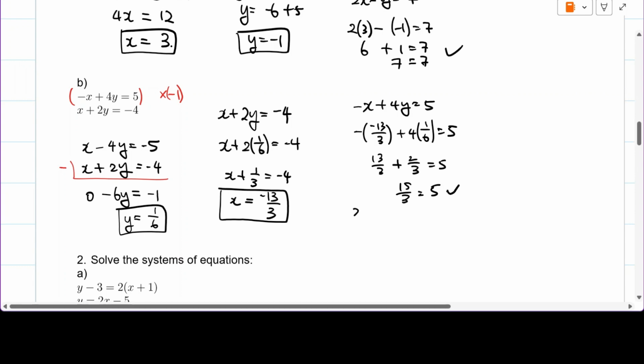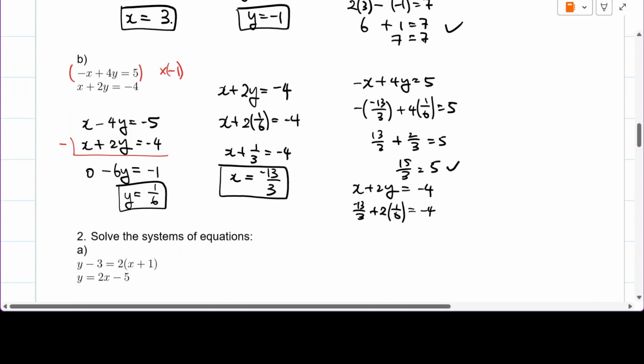And the second equation as well, x plus 2y equals negative 4. x is negative 13 over 3 and y is 1 over 6 equals negative 4. So that's negative 13 over 3 plus 1 over 3 equals negative 4. That's negative 12 over 3 equals negative 4. So that's also a check. So I know that I found the correct answers here.